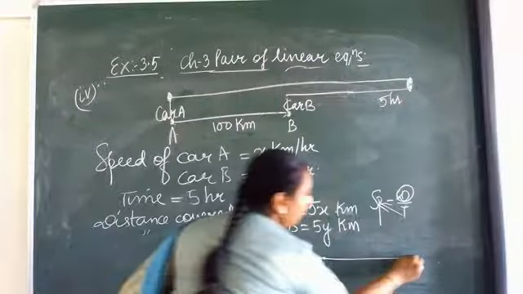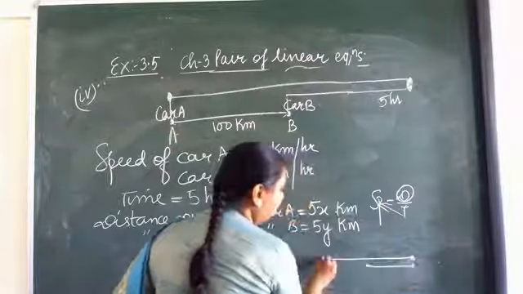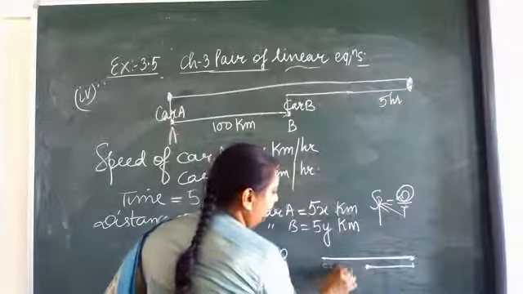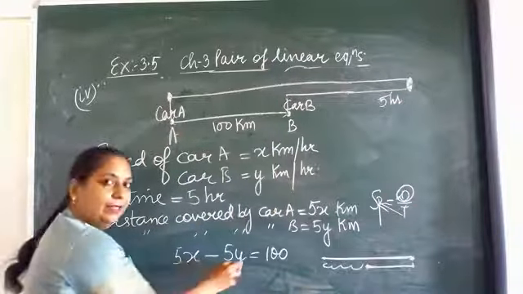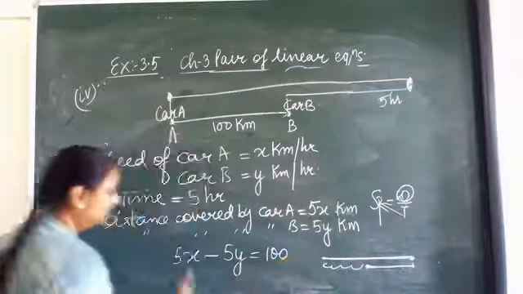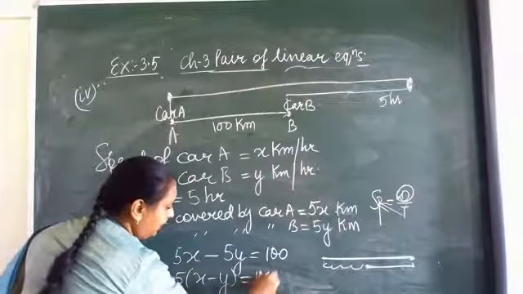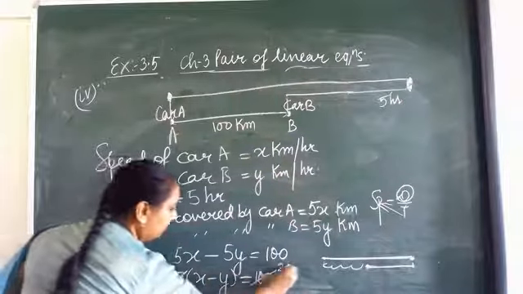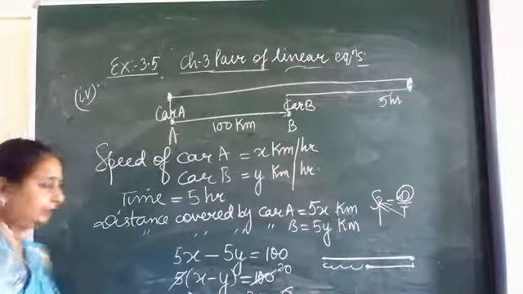This is the distance covered by A and this is the distance covered by B. So when we subtract smaller from bigger, this is given as 100. Means the distance covered by car A minus the distance covered by car B is equal to 100. This is the first equation. Now taking 5 common, so 5(x minus y) is equal to 100, and x minus y is equal to, this 5 is cancelled, so it becomes 20. This is the first equation, x minus y is equal to 20.